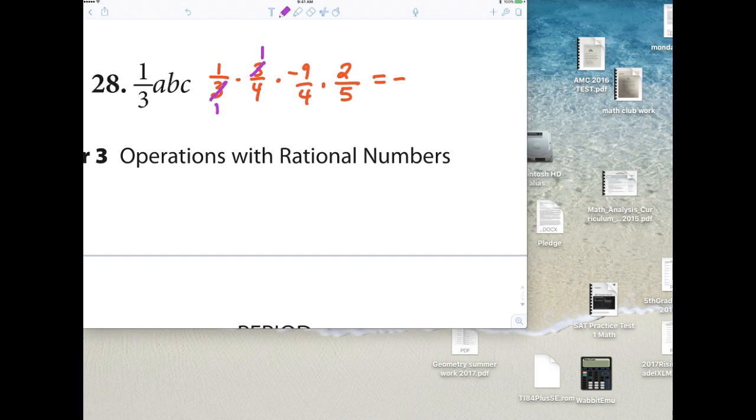The 2 and the 4. Beautiful. This 2 becomes a 1 and the 4 becomes a 2. Exactly. Can I reduce anything else? No, I don't think so. Good job. So multiply the top. What do I get when I multiply the top? Negative. Exactly. But the negative we already have out there, right? Yeah. And now what's the bottom? 40. You're awesome, girl. 40.